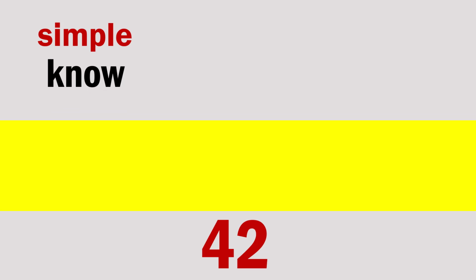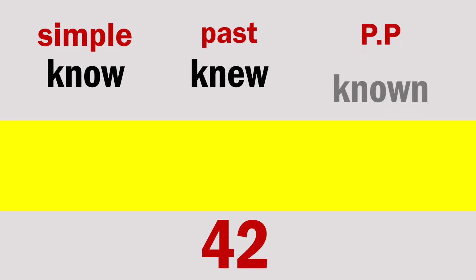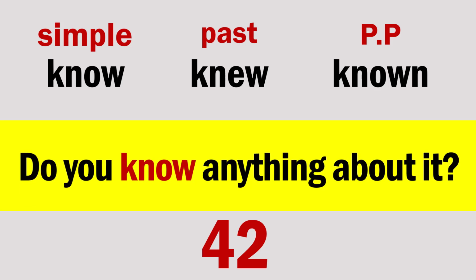What is the next one? It is know again. It's different. It's knew and past participle is known. That's it. Now, do you know anything about it?